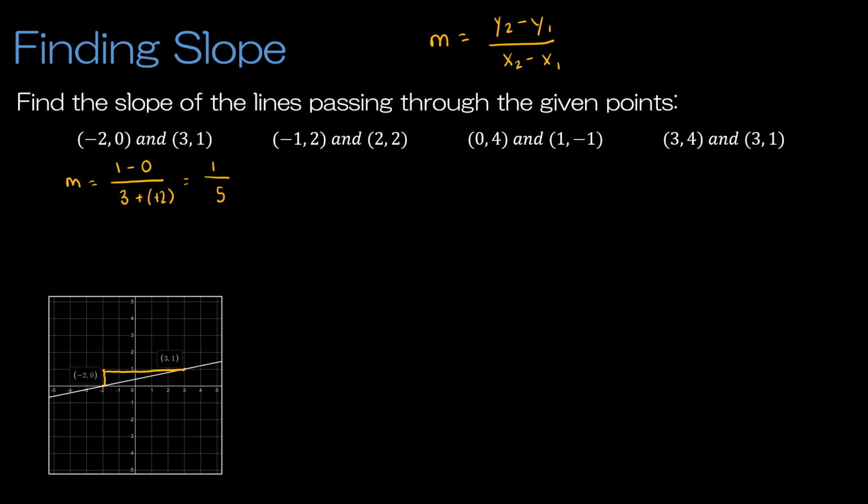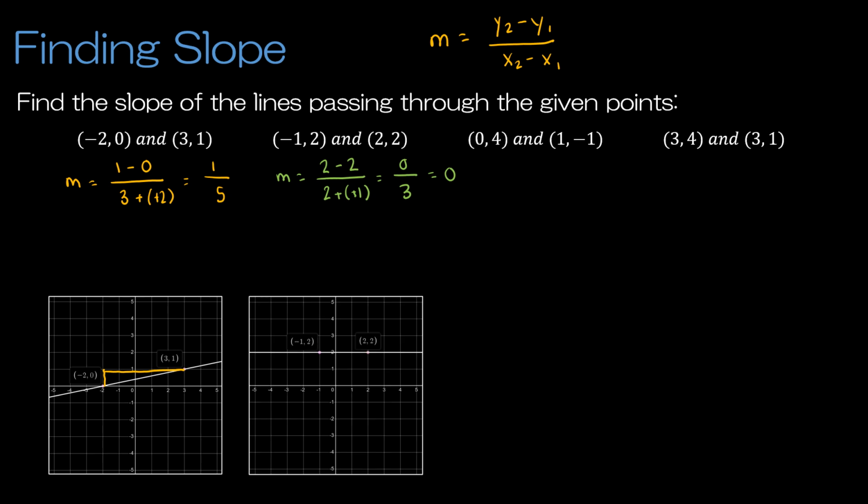For my second example, I have second y is 2 minus first y also 2. My second x is 2, my first x is negative 1. That gives me a numerator of 0, a denominator of 3. So the question is, is this horizontal or vertical? Remember, a slope of 0 is going to be horizontal. And as we can see, this is a rise of 0, a run of 3.